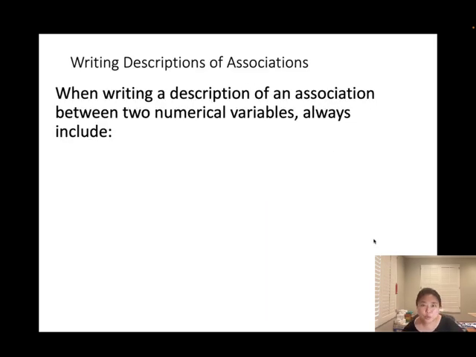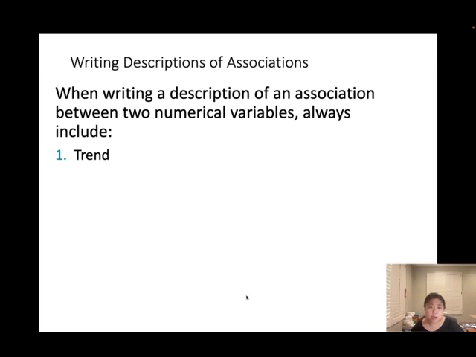Okay, writing descriptions of associations. When writing a description of an association between two numerical variables, always include the trend. The trend is going to be increasing or decreasing, or neither. The shape is talking about linear or non-linear. If you can draw a straight line and all the points are around the straight line, that will be linear, or it can be no pattern at all. Or, as in the previous example, we do have the U shape, which is non-linear.